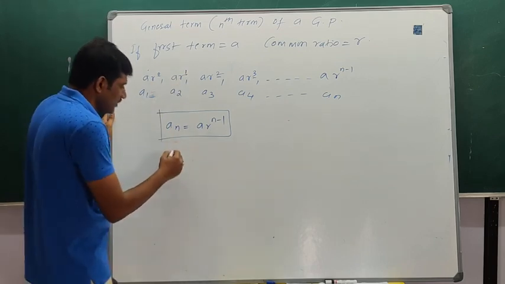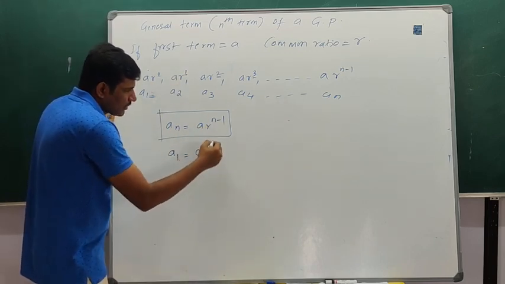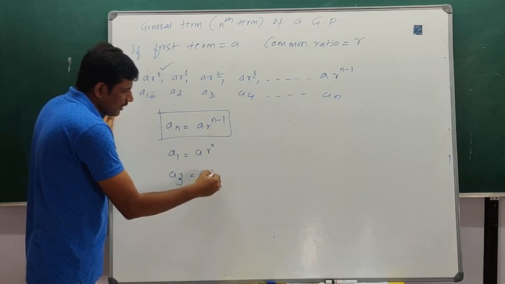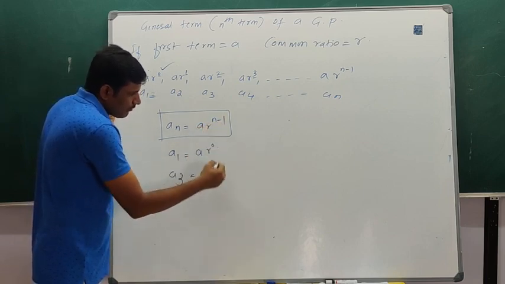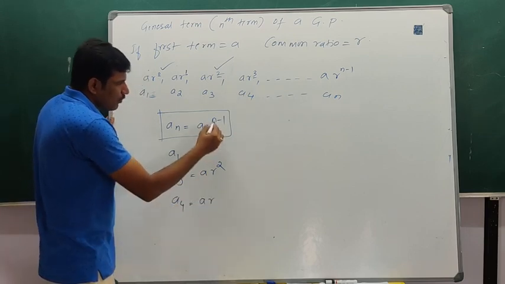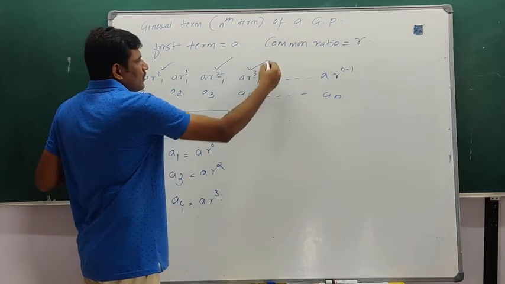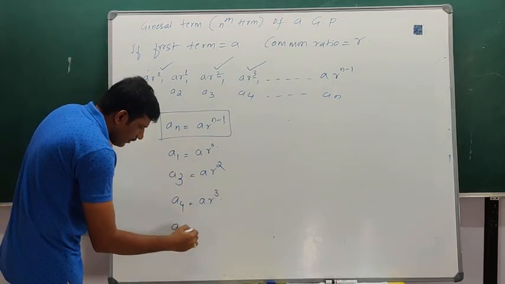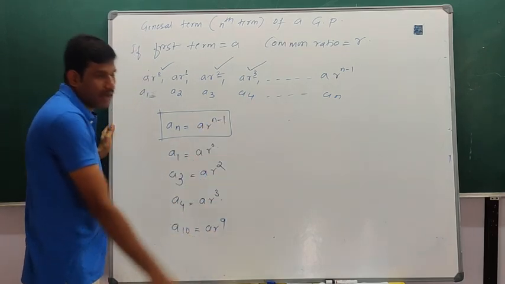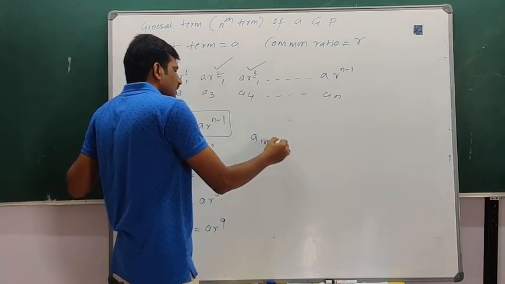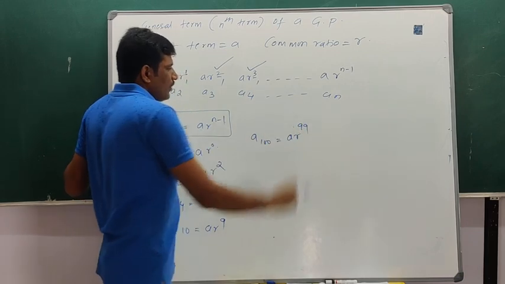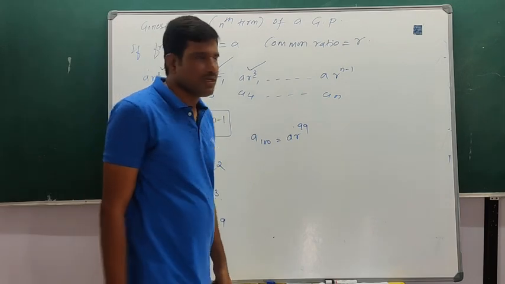We can verify it. When you put n is equal to 1, that is AR raised to 1 minus 1, which is 0, so we get the first term. When you put n is equal to 3, AR raised to 3 minus 1, that is 2, we get the third term. When you put n is equal to 4, that is AR raised to 4 minus 1 is 3, we get the fourth term. Similarly, if you put n is equal to 10, we get the 10th term, that is AR raised to 10 minus 1, which is 9. If you put n is equal to 100, that is AR raised to 100 minus 1 is 99. So this is how we can find any term in the given sequence by using the formula.